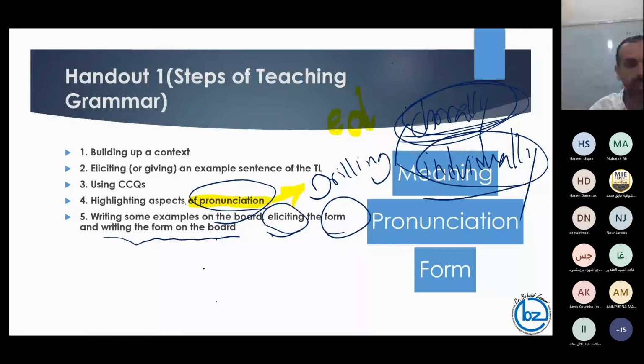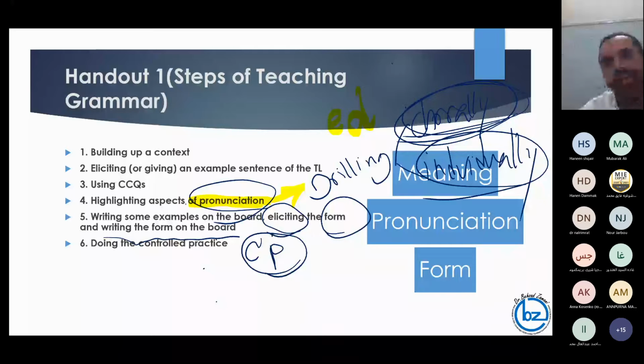And after that, you go through some controlled practice or CP. What is controlled practice? Normally, there are some practices that are found in the books. There are some true false questions, some fill in the blanks or write the correct form of the verb in the blanks, or such exercises, or multiple choice questions where there's only one answer.